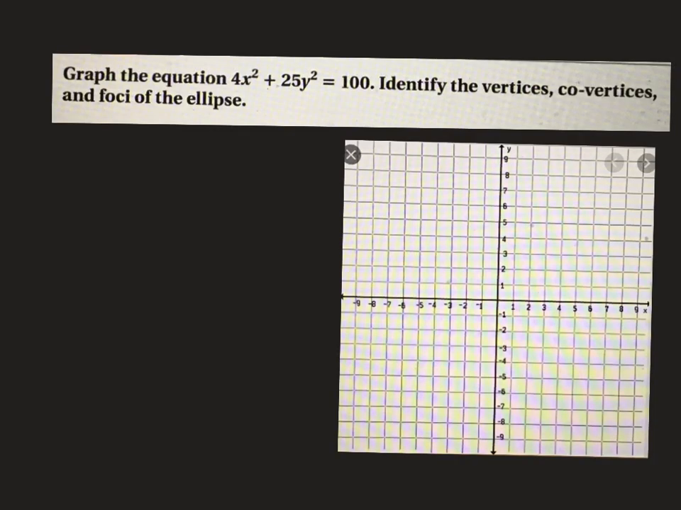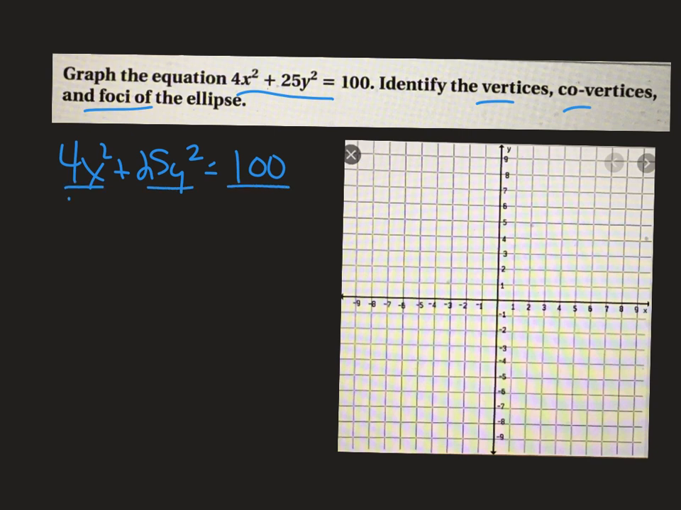There we go. It says graph the equation right here. Identify the vertices, the co-vertices, and the foci. Right now I have 4x squared plus 25y squared equals 100. I don't know if you noticed on the other slide, the equation always had two fractions in it and always equaled 1. So what I'm going to do first is divide everything by 100, all three terms by 100. That makes that 1. 4 goes into 100 25 times. 25 goes into 100 4 times.